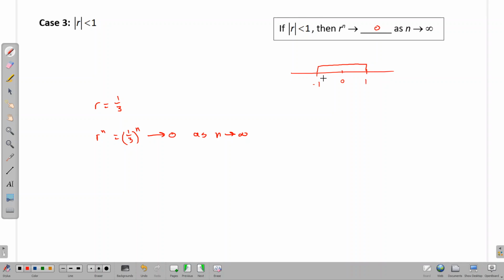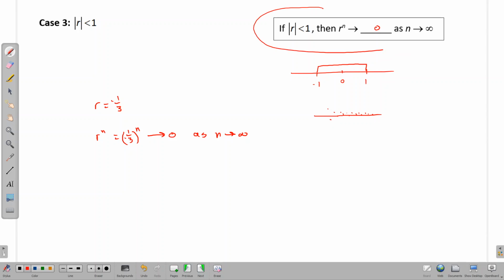Anytime r is between -1 and +1, it's going to go to 0. I could go back and do the same thing with -1/3, and you're going to get the exact same result. It does still alternate, but it alternates in a smaller and smaller window, and it converges down to 0. So it goes positive, negative, but it still converges to 0.